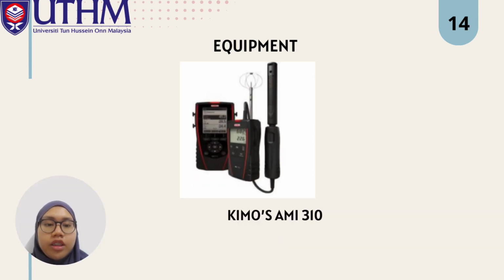I will discuss the equipment, the Chemo Army 3120. This equipment is a measuring device designed to simultaneously assess various parameters, making it an invaluable tool for various applications. The parameters that can be measured are air velocity, mean radiant temperature, humidity, and ambient temperature.